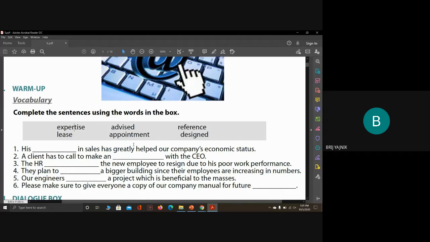They plan to dash a bigger building. Now this is easy. They plan to dash a bigger building since their employees are increasing in numbers. They plan to.